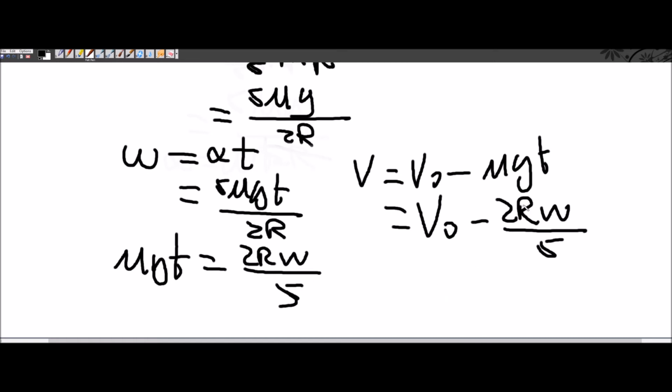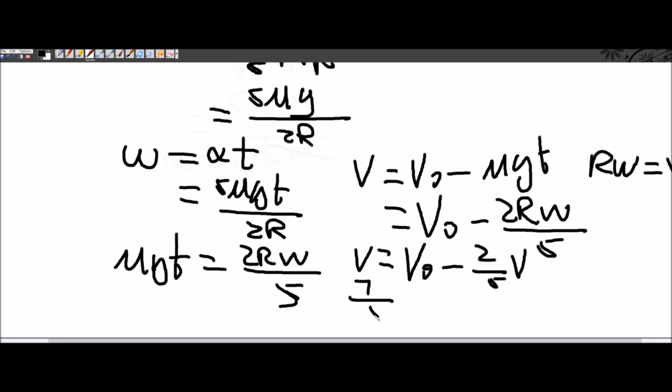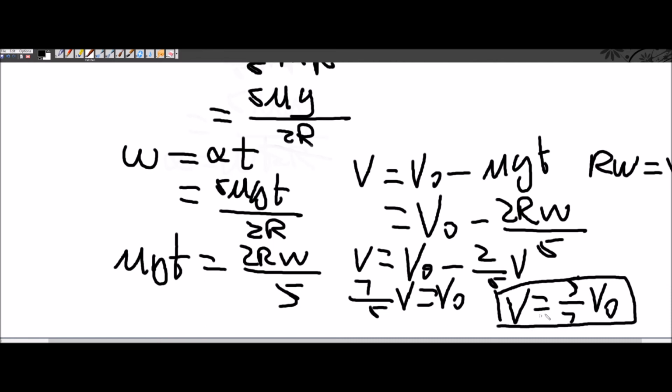We know r times omega is equal to velocity. So you get v equal to v0 minus 2 over 5 v. Put this on the other side, we will get 7 over 5 v equal to v0. So we know that at v equal to 5 over 7 v0, it will stop sliding and start rolling completely.